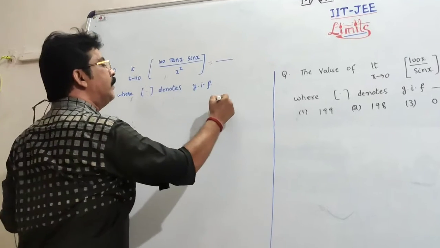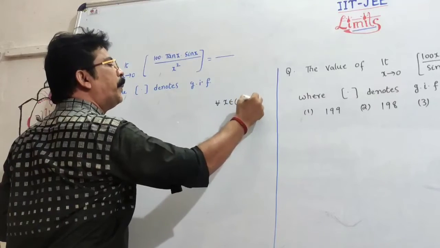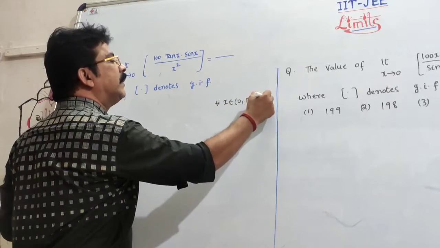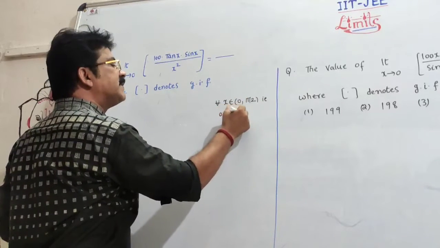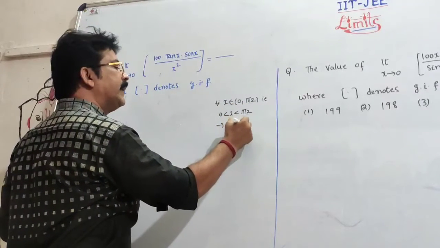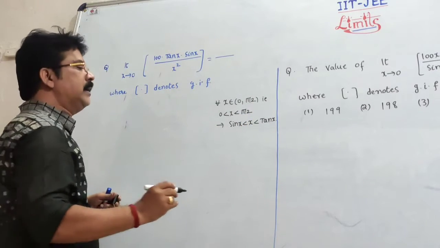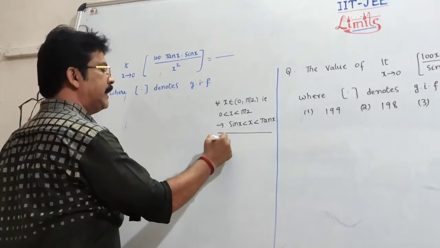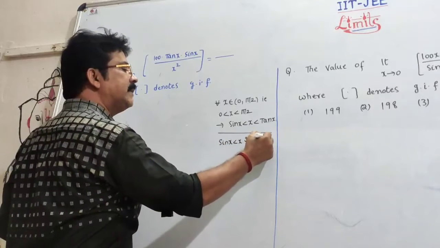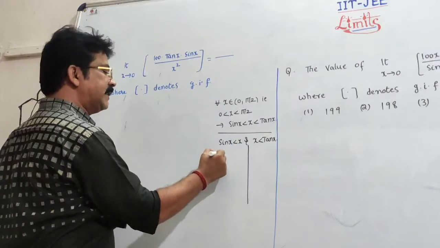Here, for all x belonging to the open interval (0, pi by 2), pi by 2 means 1.57 radians. That is, 0 is less than x is less than pi by 2. Then sin x is less than x is less than tan x. This is the standard formula. Here, the sub-condition: sin x is less than x, and x is less than tan x.